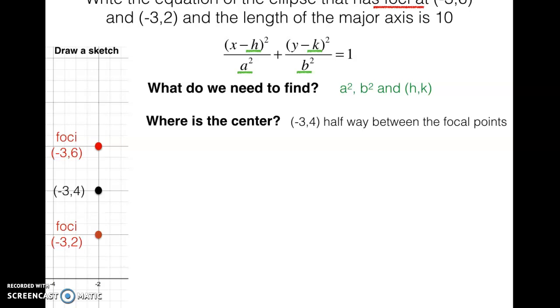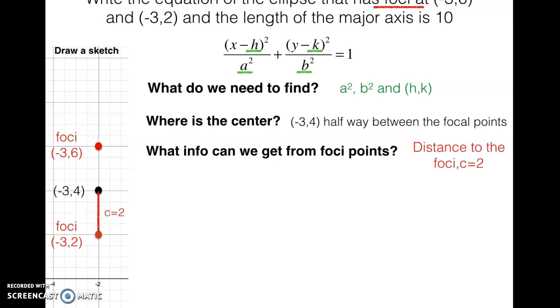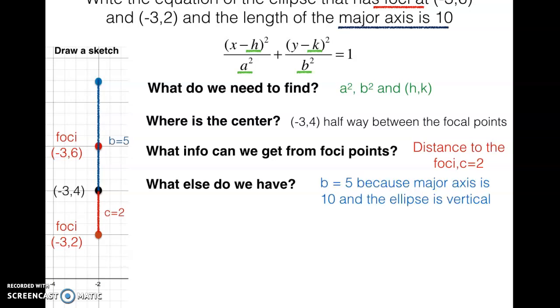The other information that I have is the focal points. What information can I get from them? Well, I have the c value because c is the distance from the center to the foci. What else do I have? When I read the question again, I see I have a major axis is equal to 10. Since my focal points are aligned vertically, my major axis is also going to be aligned vertically. My b is going to be equal to 5. B is equal to 5 because the major axis is 10 and the ellipse is vertical, so the distance from the center to the vertices is going to be half the major axis.